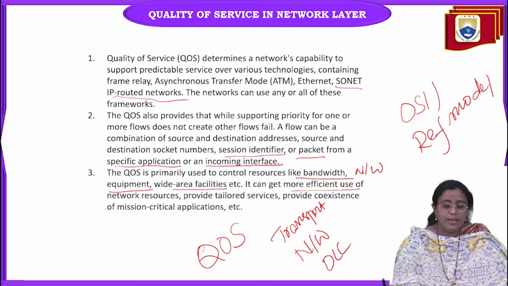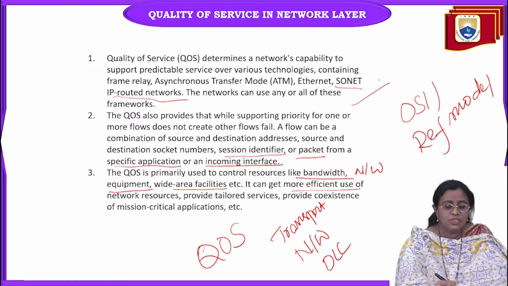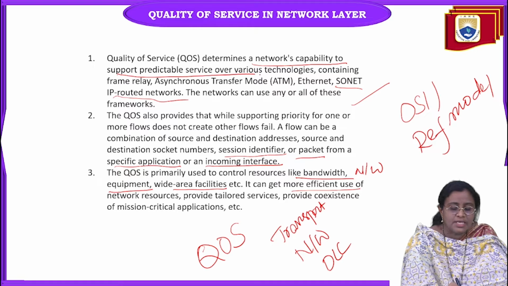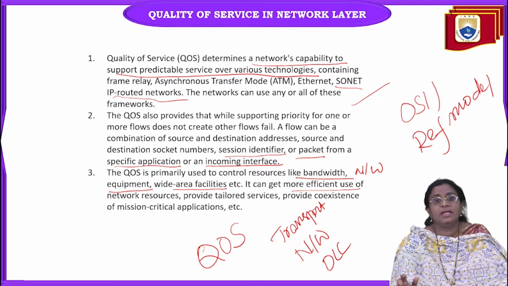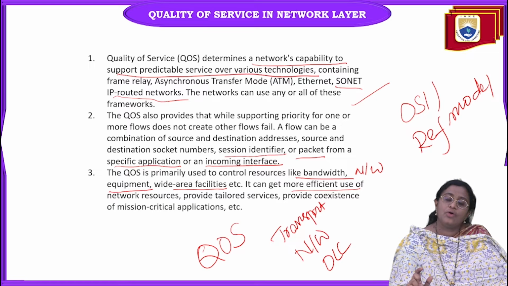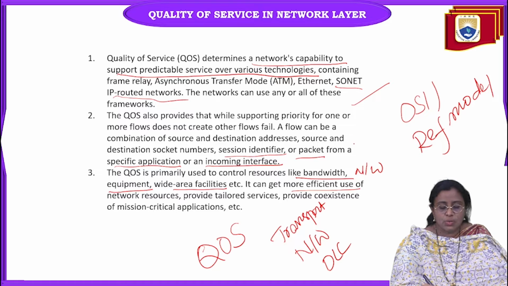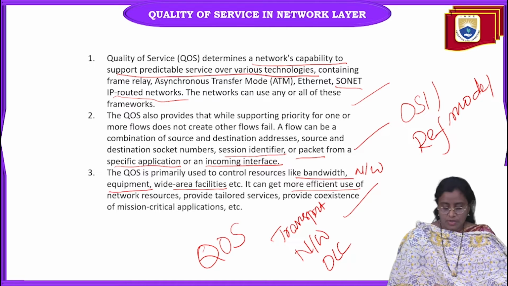These are the three points. The first is the definition, which is useful to determine the network's capability to support predictable service over various technologies. That means checking the network over which data packets can transfer from one node to another, or from one sender to another receiver. The other two points are the types of services provided by QoS while we are working with the network layer.